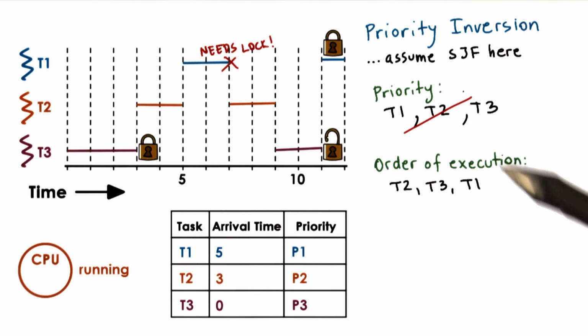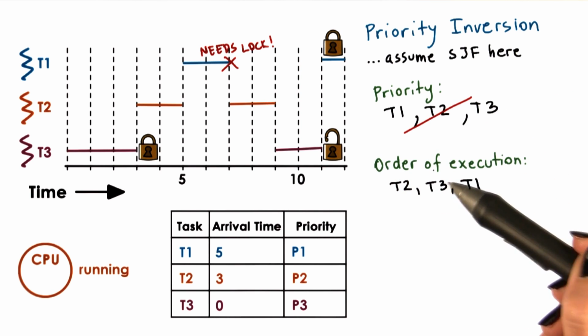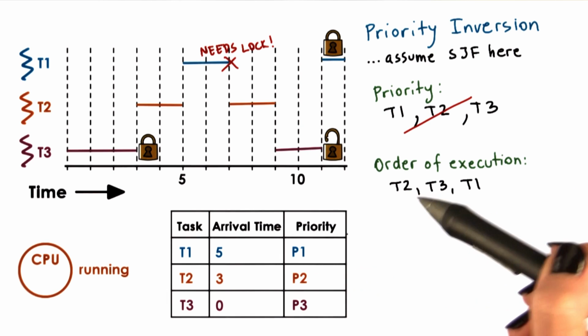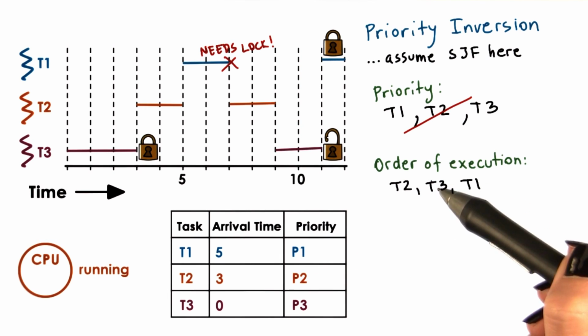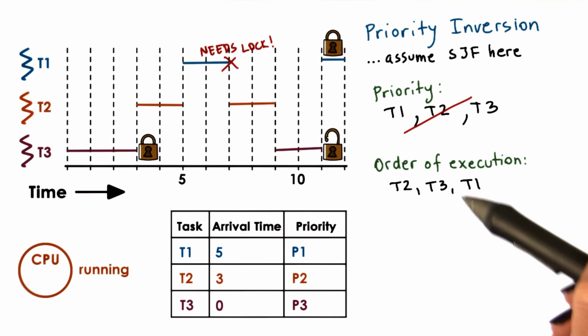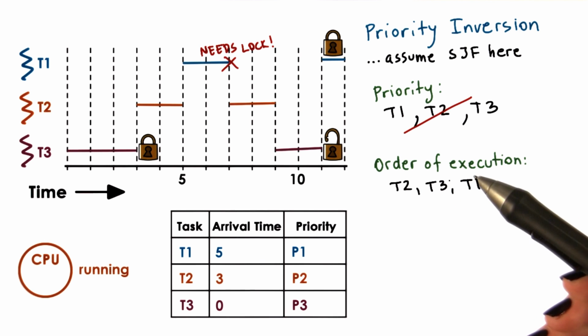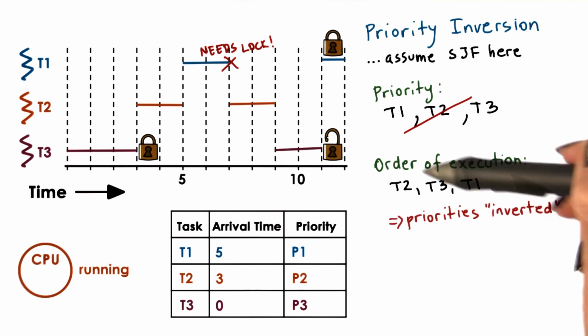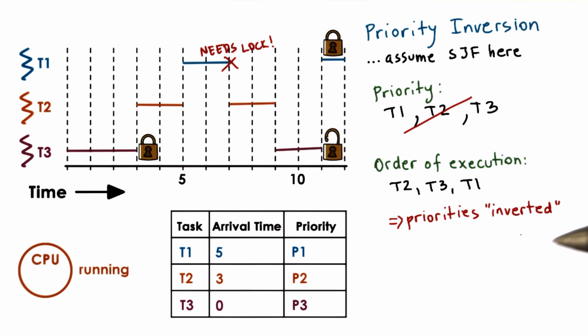However, that's not what happened, and the actual order of execution was as follows. T2, the medium priority thread, followed by T3, the lowest priority thread, followed by finally T1, the highest priority task in the system. So the priorities of these tasks were inverted. This is what we call priority inversion.